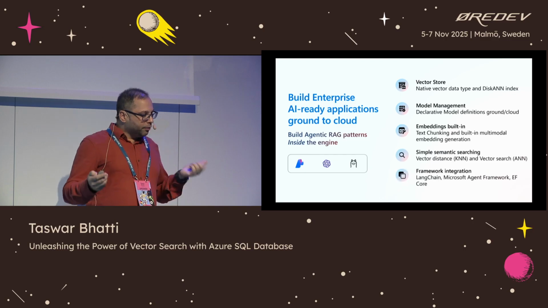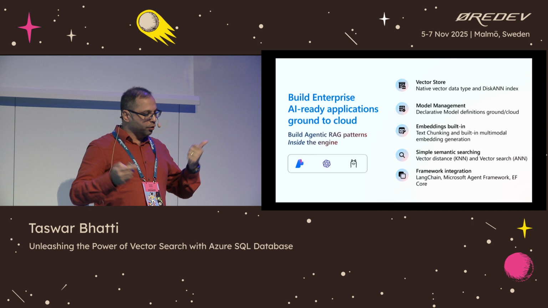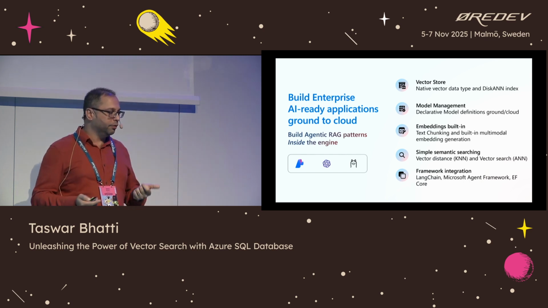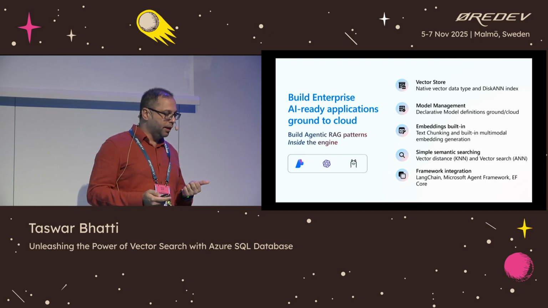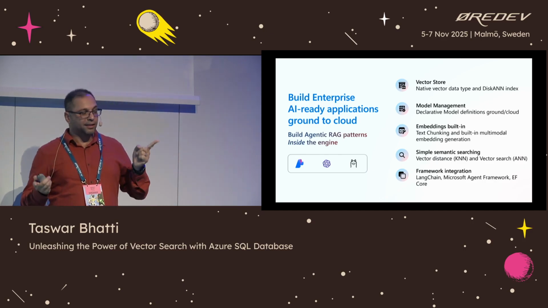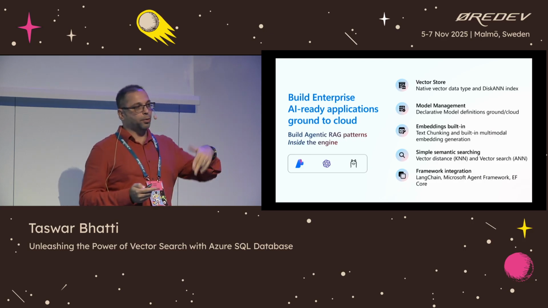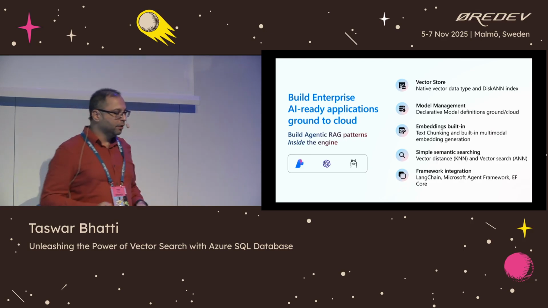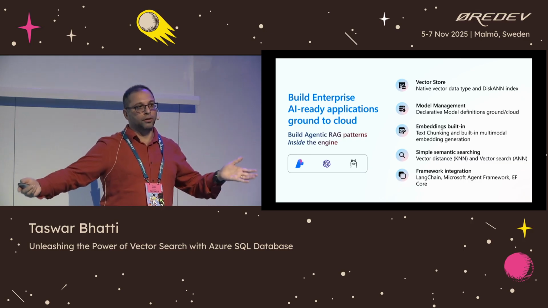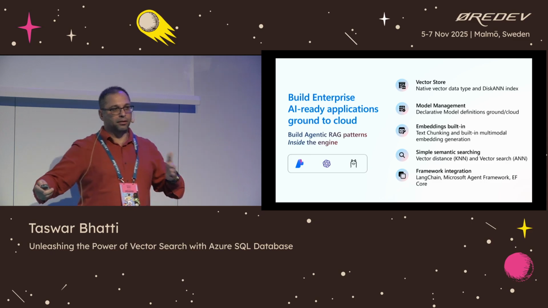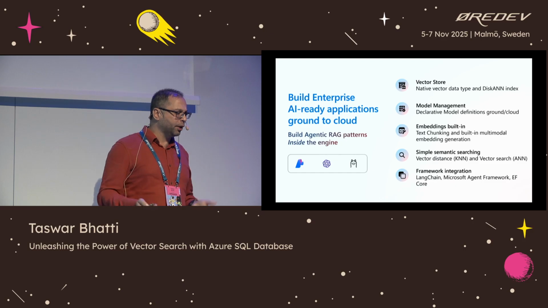So again, enterprise ready, there's a vector store in it. There's disk and index. You could manage the model, whichever model you want to use. Embeddings, I'll show how to actually use the embeddings. There's vector distances, KNN and ANN, where KNN is nearest neighbor, and ANN is approximate nearest neighbor. Approximate nearest neighbor is usually used when you have large data, because it's going to be faster than using KNN. Again, framework integration.